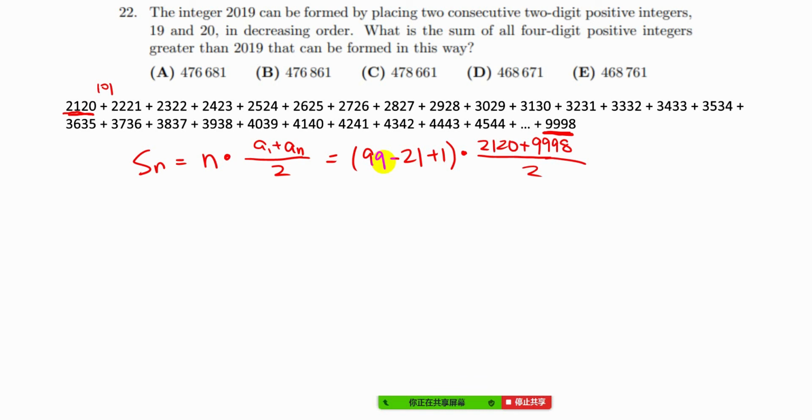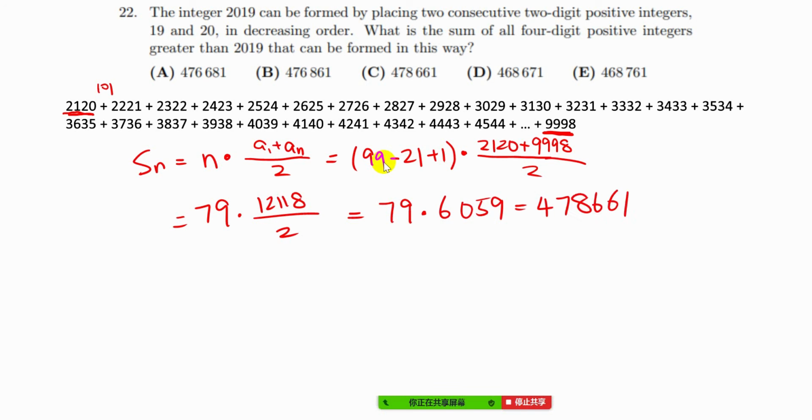This would equal 79 times 12118 over 2, and then this equals 79 times 6059, and this equals 478,661. So the sum of all 4-digit positive integers greater than 2019 that can be formed in this way would be 478,661, and then we choose C.